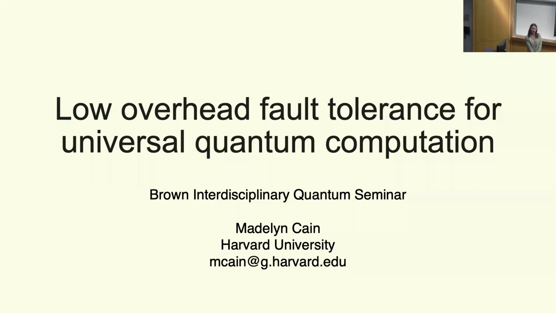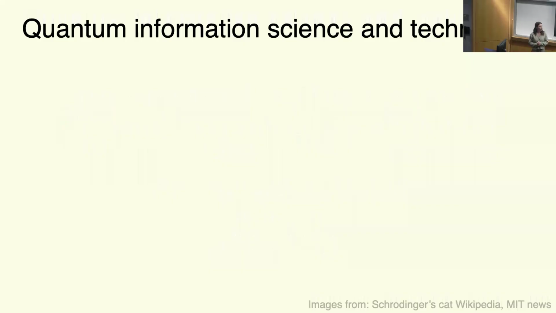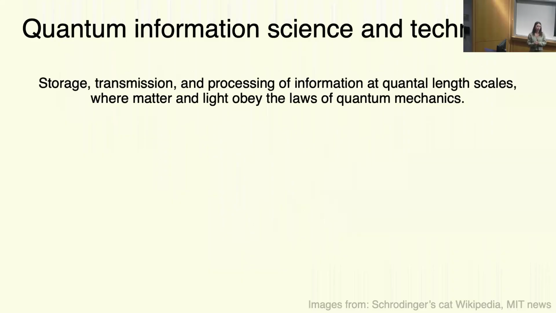So today I'm going to be talking about low overhead fault tolerance for universal quantum computation, or in much simpler terms, how do we implement quantum algorithms with error correction? So this research is in the field of quantum science and technology, which is really about how we store, transmit, and manipulate information once we get to really small and quantum length scales. And at these length scales, light and matter begin to obey the laws of quantum mechanics.